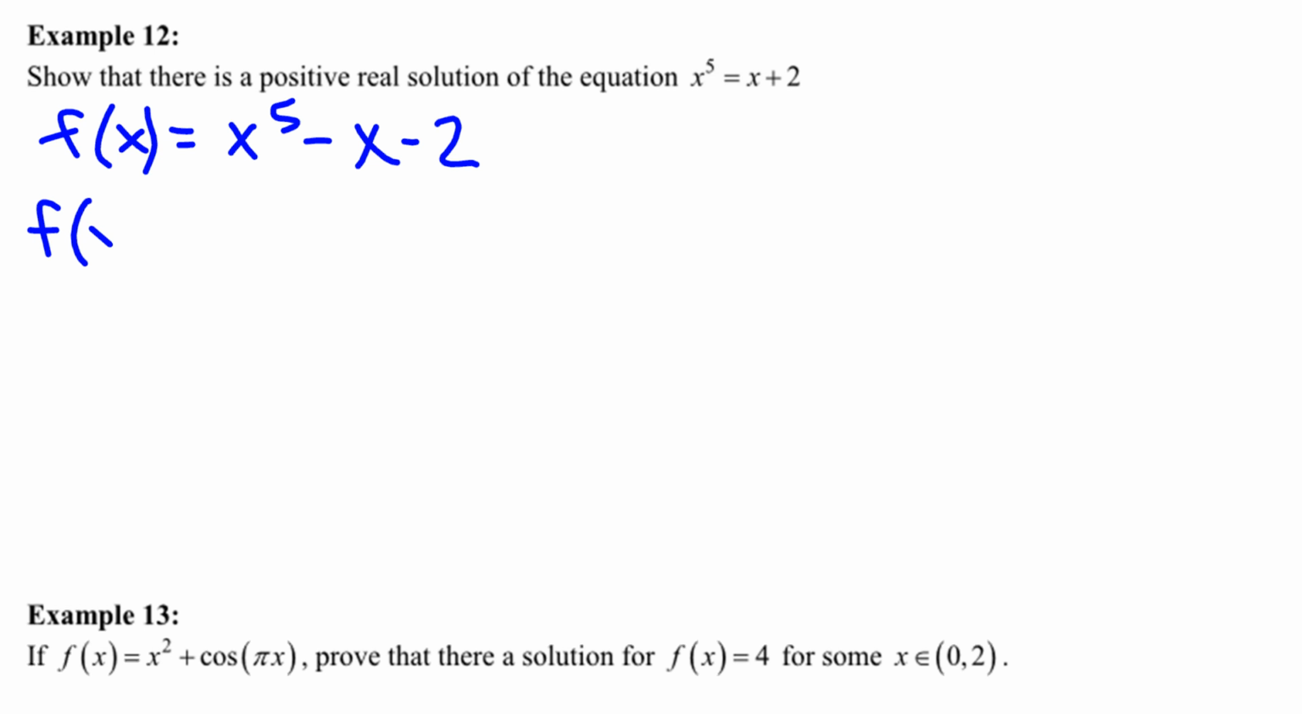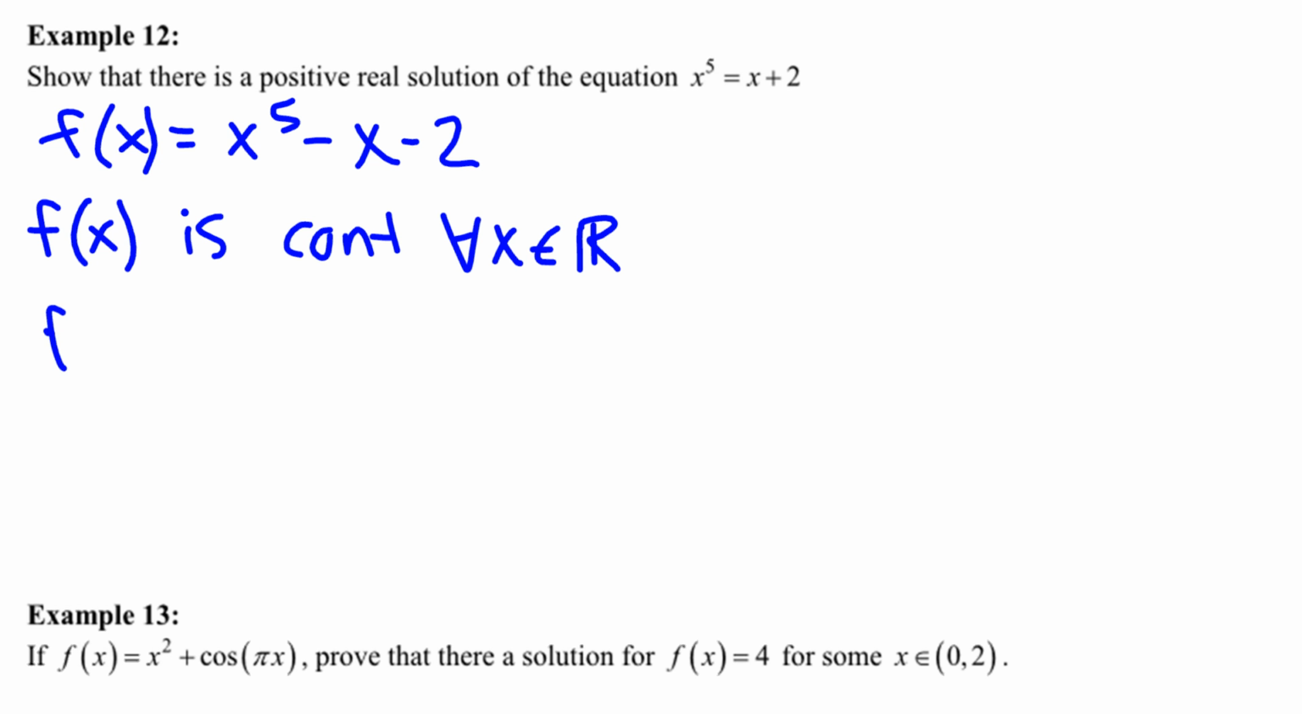f of x is continuous for all real numbers. We're trying to show that there's a positive real solution. So that means that somewhere, this should equal 0. Let's try f of 1, maybe that'll work. F of 1, plug that in, I get 1 minus 1, 0, minus 2.